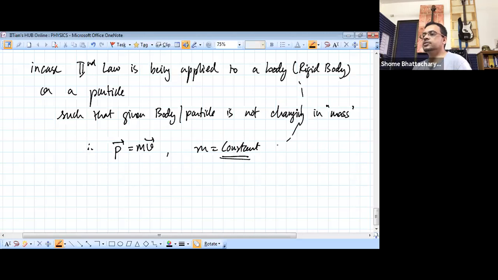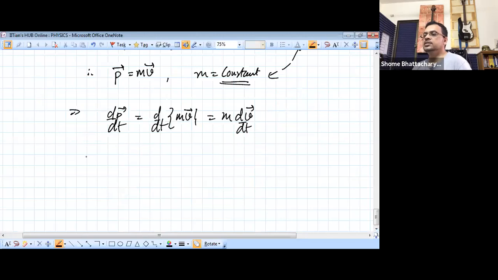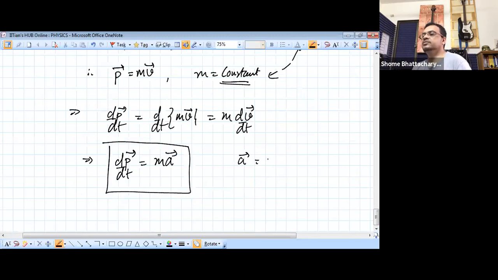But when we are dealing with this kind of situation, the rate of change of linear momentum will become differentiation of mass into velocity. Now, because mass is a constant, it will become mass into rate of change of velocity. Now, in calculus, you know that rate of change of velocity is nothing but instantaneous acceleration. So, rate of change of momentum will become nothing but constant mass into acceleration, because acceleration is defined as instantaneous rate of change of velocity.